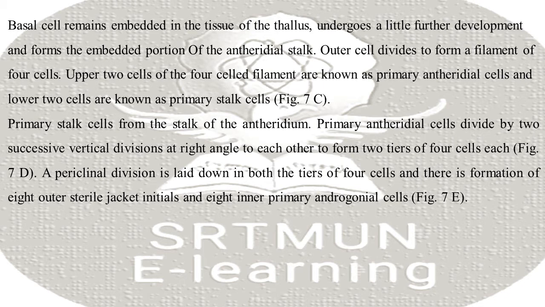The outer cell divides to form a filament of four cells. The upper two cells of the four-celled filament are known as primary antheridial cells, and the lower two cells are known as primary stalk cells. Primary stalk cells form the stalk of the antheridium. Primary antheridial cells divide by two successive vertical divisions at right angles to each other to form two tiers of four cells each. A periclinal division is laid down in both the tiers of four cells, and there is formation of 8 outer sterile jacket initials and 8 inner primary androgonial cells.